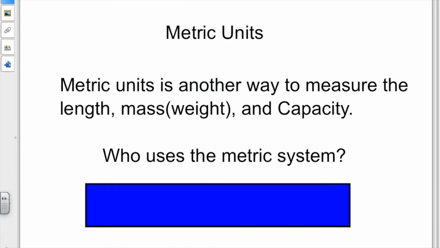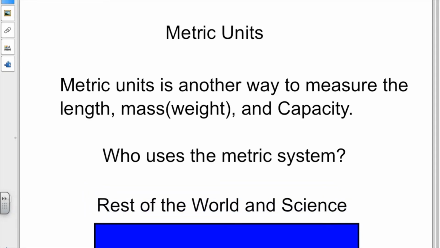As we talked about today, we're going to learn about the metric units. A metric unit is another way to measure the length, the mass, which is kind of like the weight, and capacity of something. Who uses the metric system? To you, this might not be very familiar because we don't usually talk about the metric system here in America. We use the customary system. But the rest of the world basically uses the metric system along with branches of science.